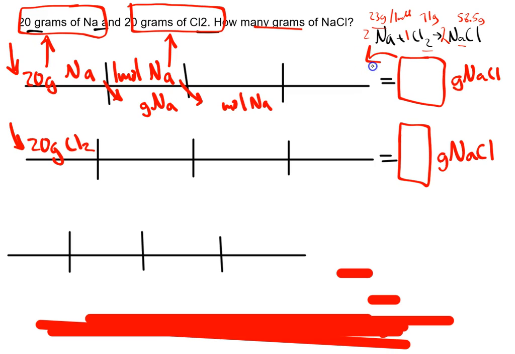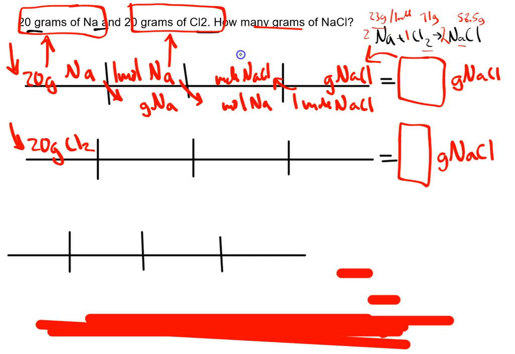The unit at the end, grams of NaCl. Grams is always per 1 mole NaCl. And then that unit down here goes up there. So I have mole NaCl.